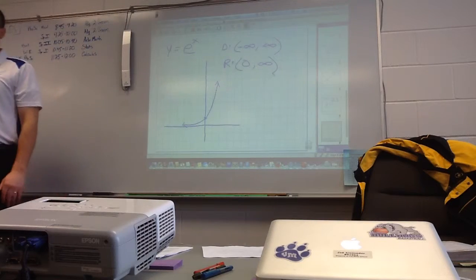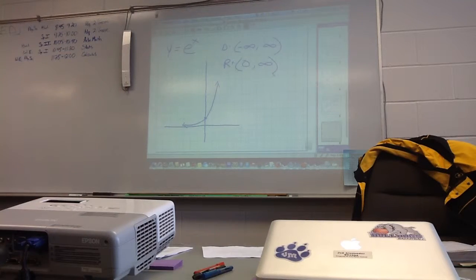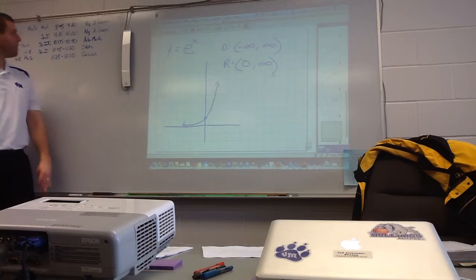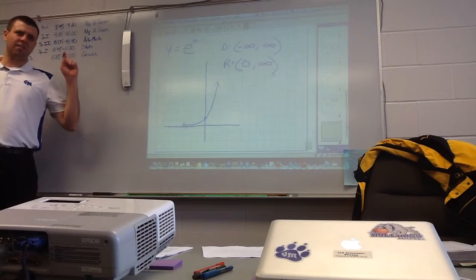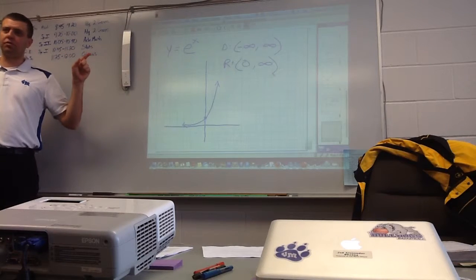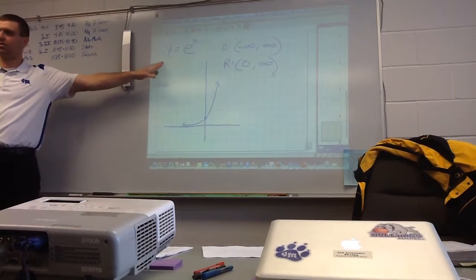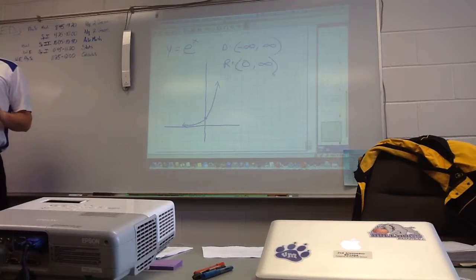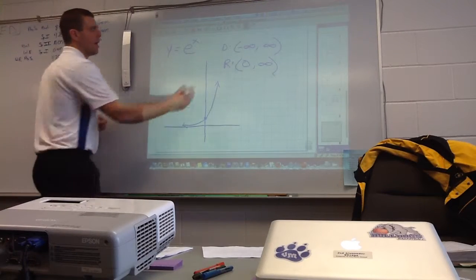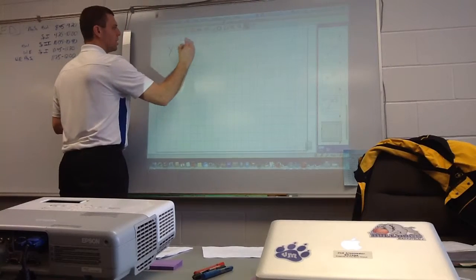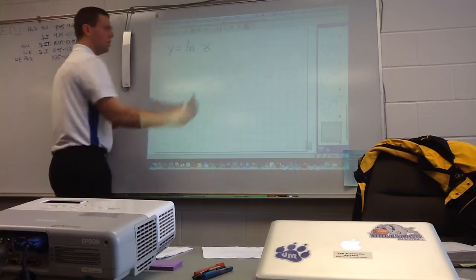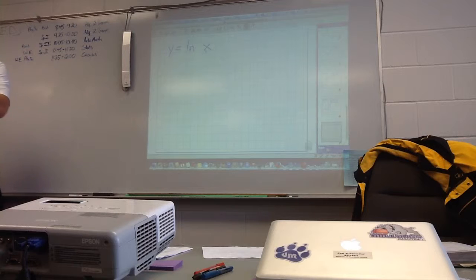So there's your domain and range. The inverse of exponential functions, like this, are logarithmic functions. And that one specifically will be y equals the natural log of x.